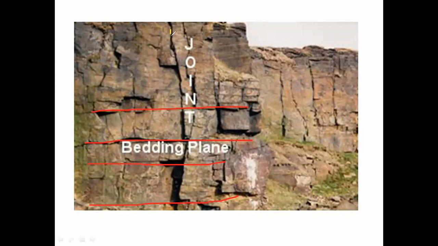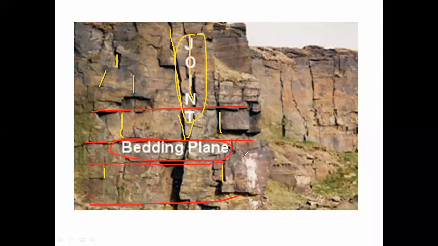Okay, and these vertical lines or inclined lines present in the rock, these lines are considered as a joint. Okay, and these horizontal lines present in the rock are considered as a bedding plane. Okay, joints आणि bedding plane मधला difference लक्षात आला.